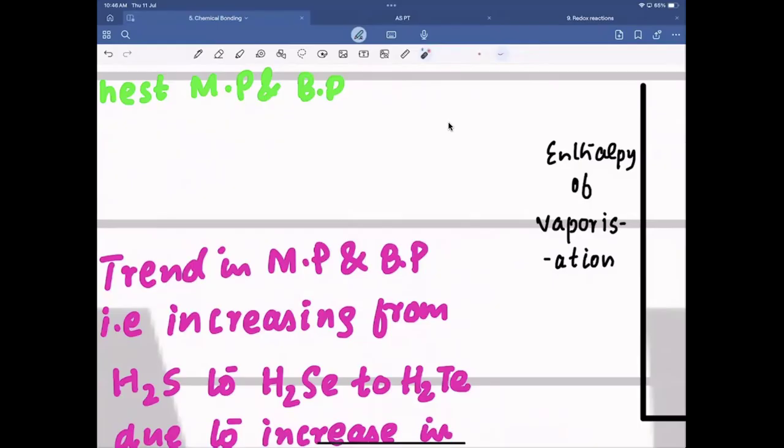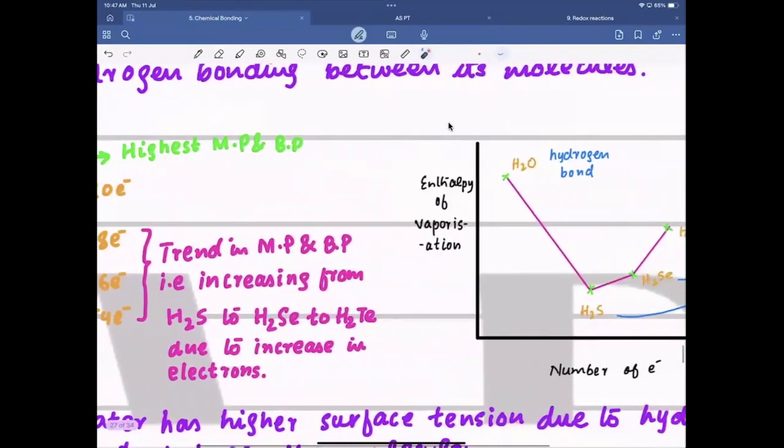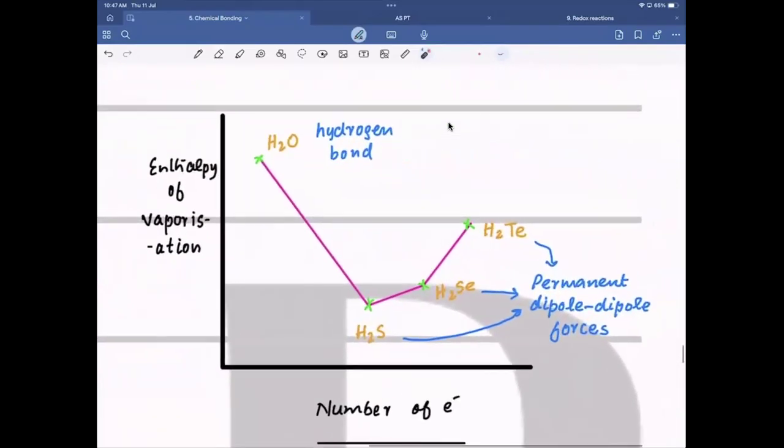So now if we are able to get the amount of energy of vaporization, we are able to know which one has the strongest intermolecular force. Yes, sir. So when 1 mole of each of these substances is vaporized, its enthalpy change of vaporization is recorded, which is like this. See, water needs the highest amount of energy to vaporize. And why is it? Because of hydrogen bond.